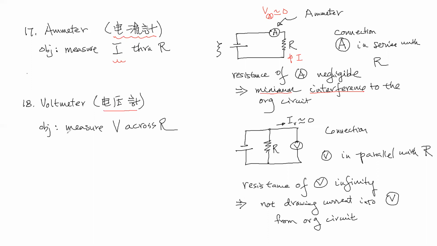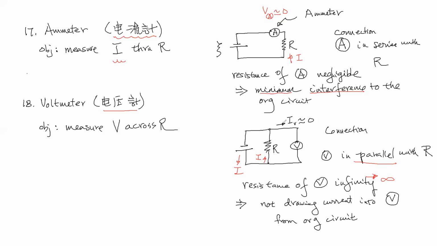Okay, in the case of the voltmeter, in Chinese it's called 电压计. The objective is to measure the V across the R. So the way we connect it, we connect in parallel, right? When we connect them in parallel, because the resistance of this V is almost infinity, approaching infinity, when the current comes here, everything just goes this way, and there's no current going that way at all.